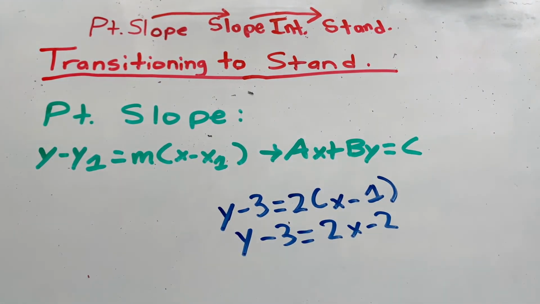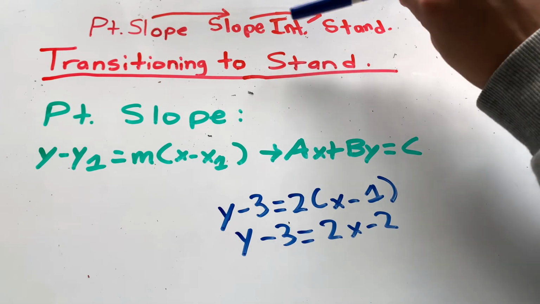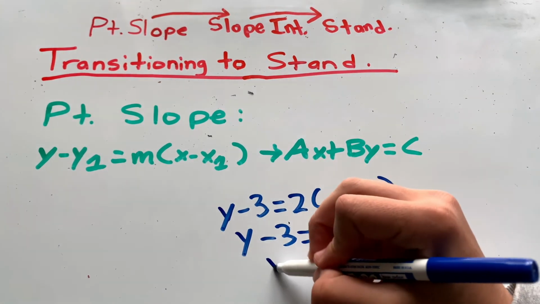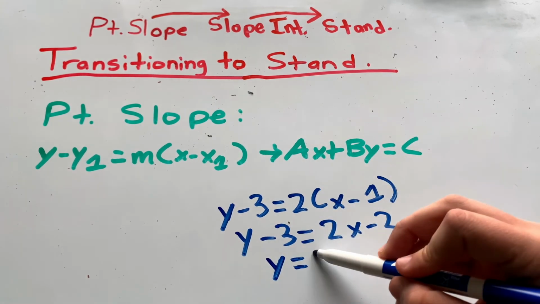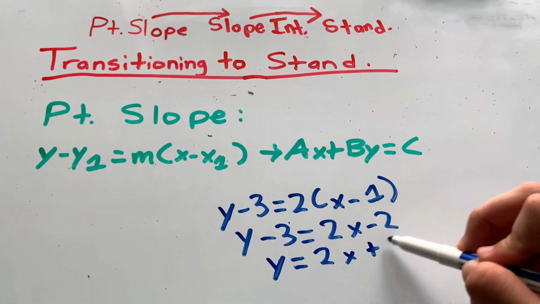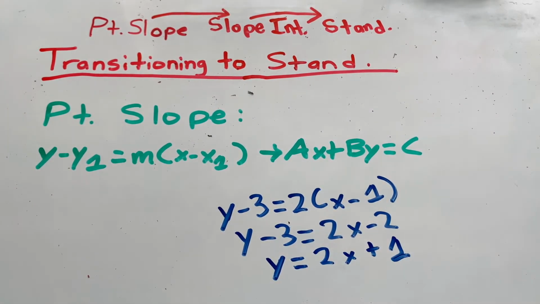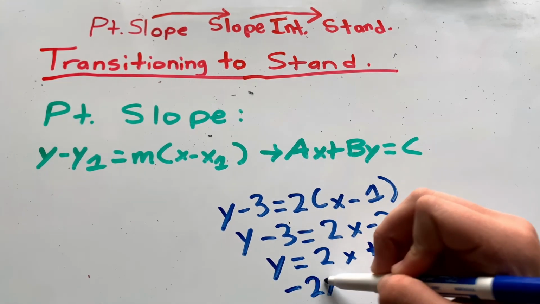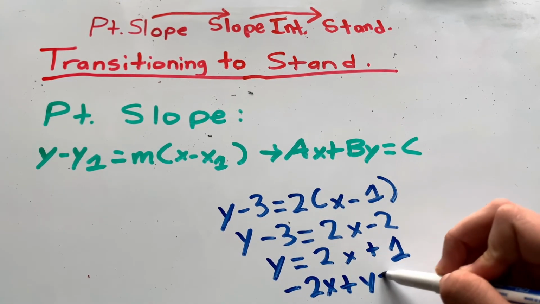And now we're going to add the 3 over to make it slope-intercept form, because we have to make it slope-intercept form before we can go to standard. So it'll become y equals 2x plus 1. And now since we're at slope-intercept, it's super easy. All we do is subtract the 2x over and we're done. So it'll turn out to be -2x plus y equals 1.